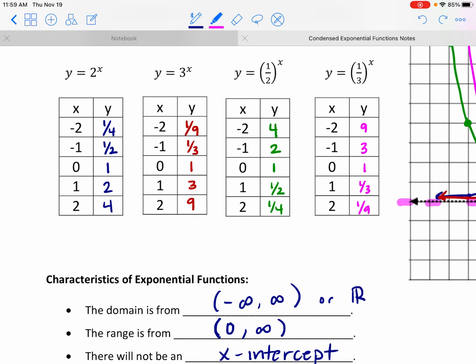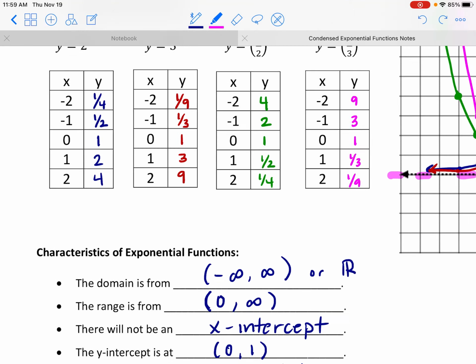And when our base is, I don't want to say less than 1 because the negatives are a transformation, but if there's some fractional value between 0 and 1, like the half and the third are, then you're going to see your values getting cut in half, or cut in a third, or cut in a fourth. They're going to be decreasing, and so we call those graphs exponential decay.